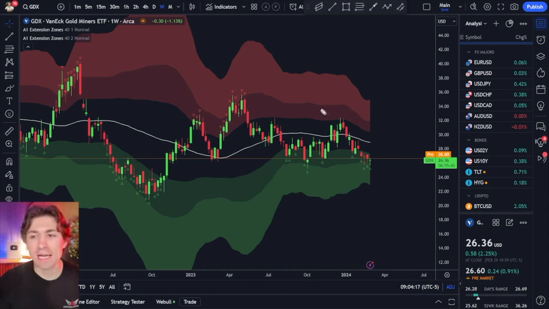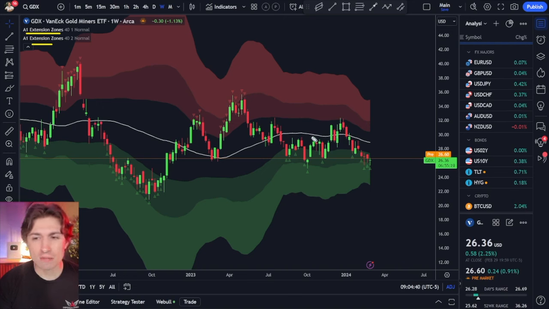out of the earth. And just as a simple technical indicator, I've got the A1 extension zone. This is a tool available on our website. I'll also leave a link down below in the description. All this tool helps us to do is to spot overextended levels using standard deviations, moving averages, and Bollinger Bands. It's a really simple indicator that we've built for TradingView.com.